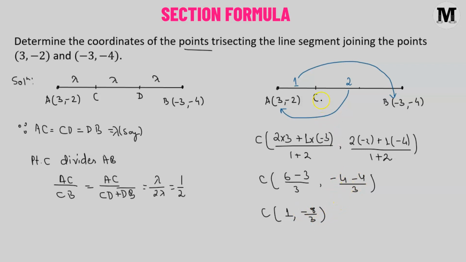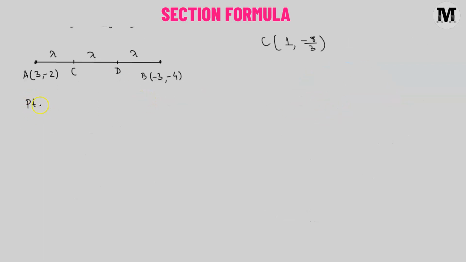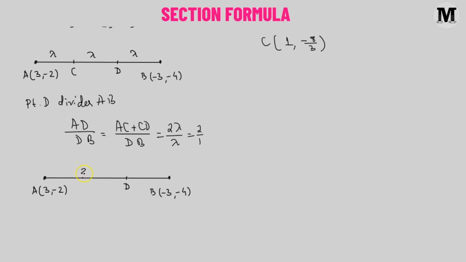Now similarly, we can also find out the coordinates of point D. Here we see that point D divides the line AB in the ratio AD to DB. What's AD? That's simply the sum of AC and CD, divided by DB. So AC plus CD is going to be 2 lambda, and DB is lambda. So we have the ratio 2:1. So we can say that the point D divides AB in the ratio 2:1.